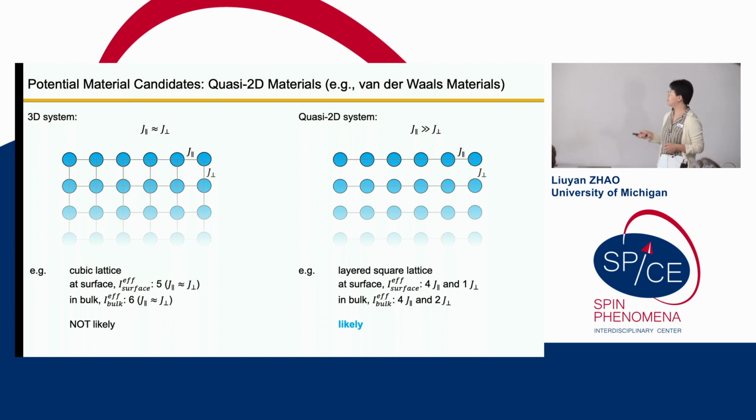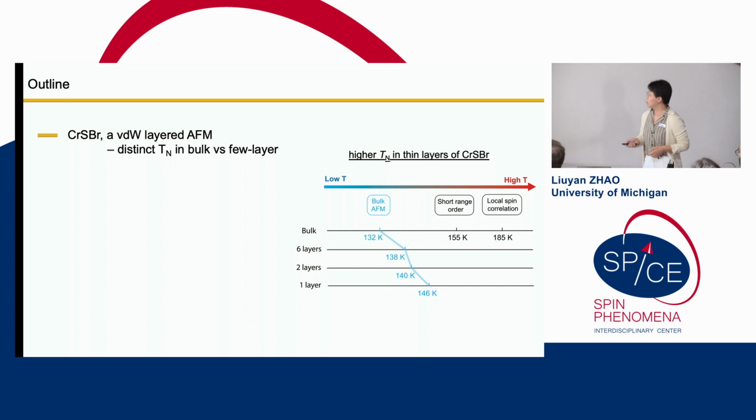So van der Waals materials are one example of this kind of quasi-2D system, and magnets are a kind of spontaneous phase transition. The talk is going to focus on this particular compound, chromium sulfide bromide. I'm going to focus on the distinct transition temperature in the layers. This introduction hints that the interaction in few layers could be stronger than in bulk, which suggests perhaps this is the system we are looking for.